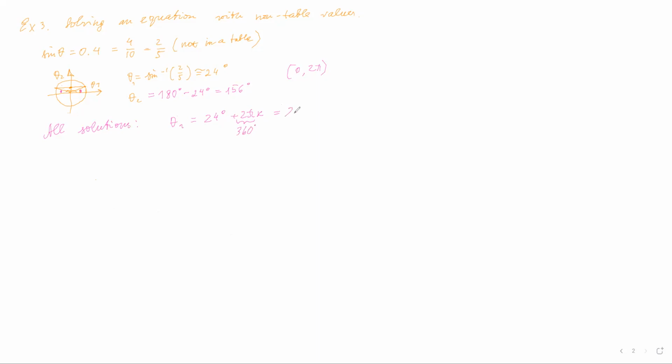So if you wish to give your answer in degrees, it's supposed to look like this, 360k. If you want to give everything in radians, then you have to convert 24 degrees to radians. Usually you do this in calculator mode. Just switch to radians and you are going to get this answer in radians. It's supposed to be around 0.4 radians, so not very difficult to find. Okay, now what is going to be theta 2? Theta 2 is 156 degrees plus 360k, and k here is an integer, right?